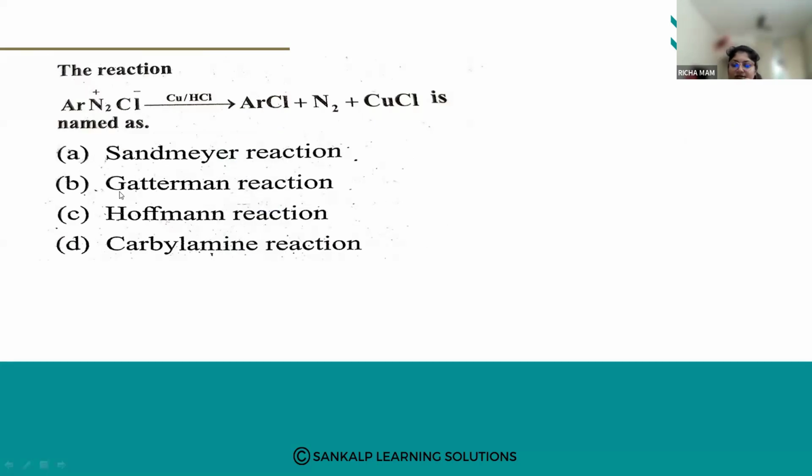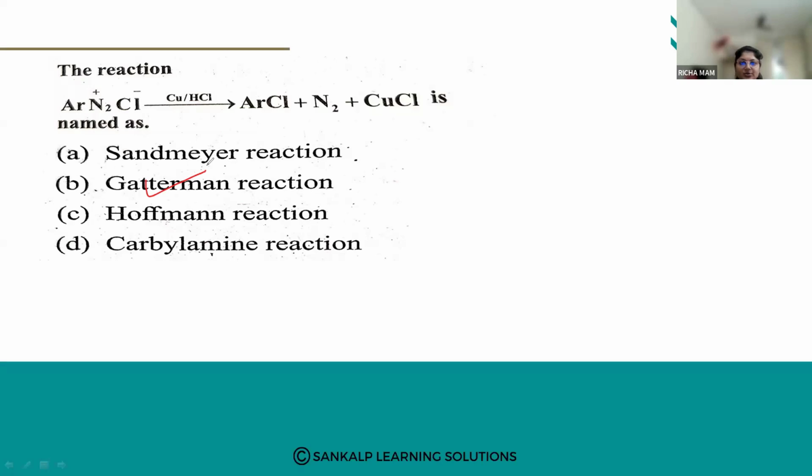The reaction is given. Which name reaction is this, students? It is your Gattermann reaction. So what is the Gattermann reaction? Anybody knows? What do we do in the Gattermann reaction?